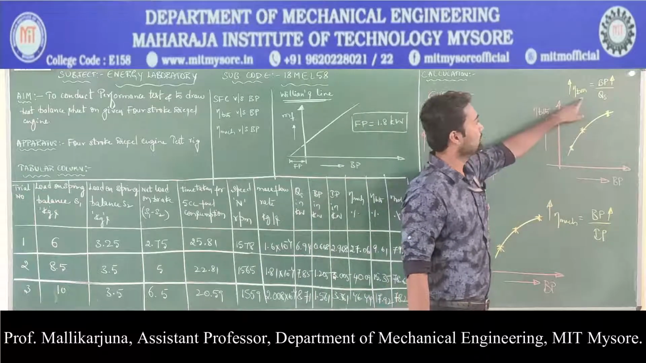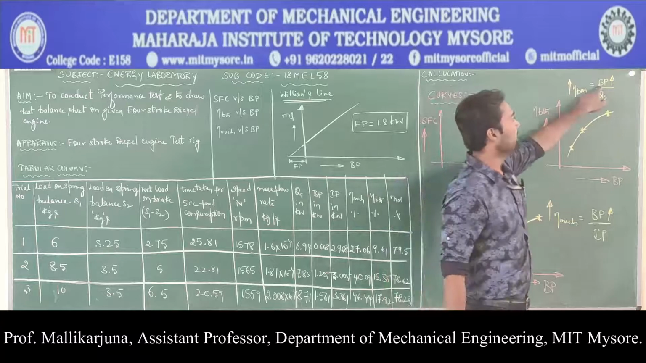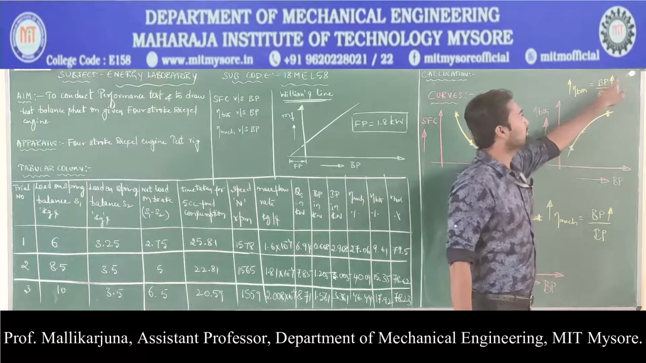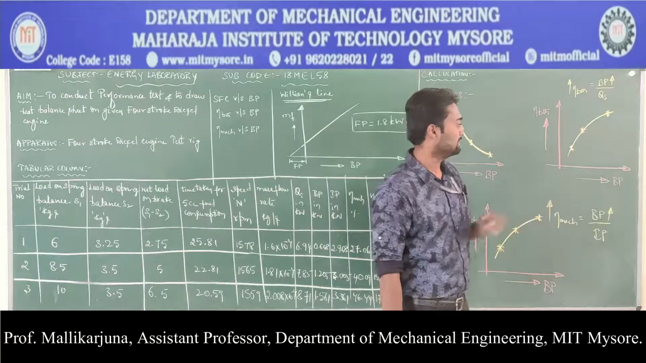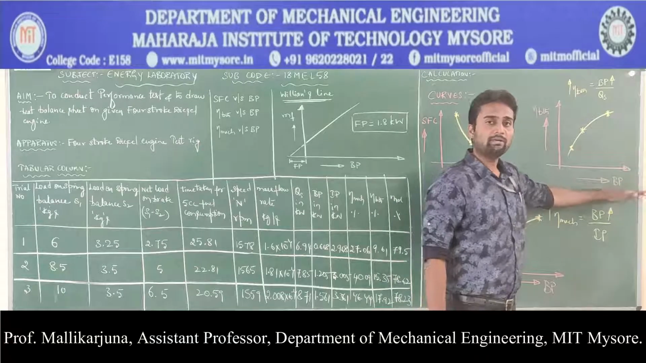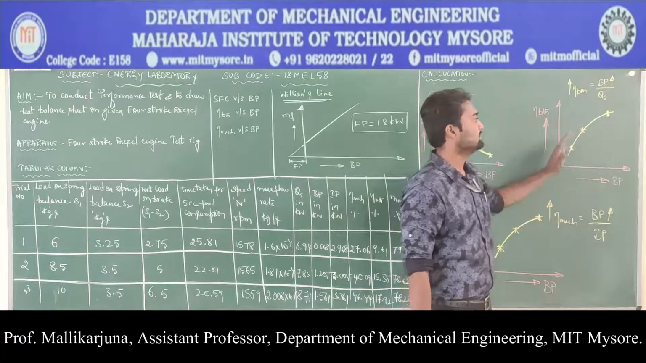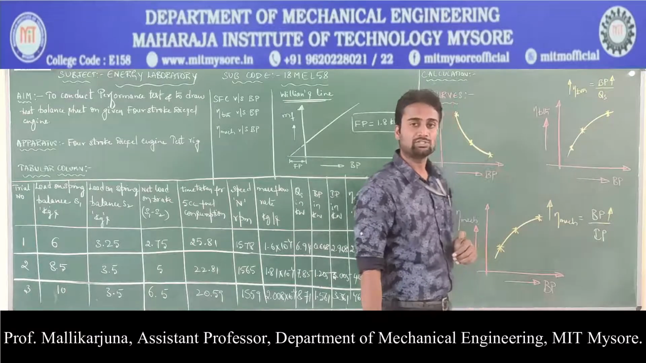This can also be looked at in this way. Brake thermal efficiency is defined as BP divided by heat supply. So BP is in the numerator. As BP increases, brake thermal efficiency is also going to increase. In the sense, as power development increases, that particular efficiency, brake thermal efficiency, is also going to increase. So this is one of the characteristic curves.